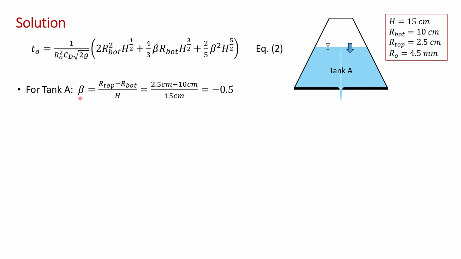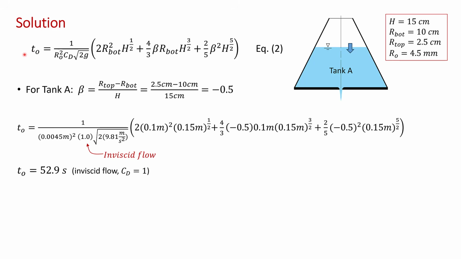Here I've calculated the taper parameter for tank A, so the difference in the top and bottom radius divided by the height, and we get a taper parameter of minus 0.5. So now making these substitutions back into equation 2, we get the time for the tank to completely drain of 52.9 seconds. Notice that I've used a discharge coefficient of 1.0 here, which corresponds to inviscid flow. So this is the time for tank A to drain if it had a fluid with no viscosity.